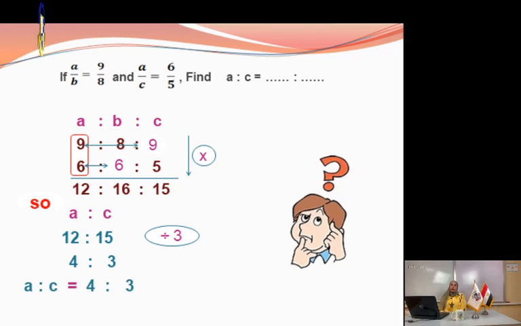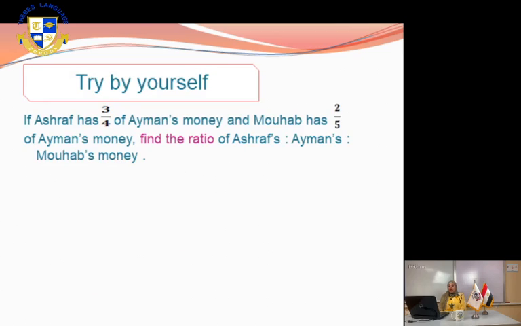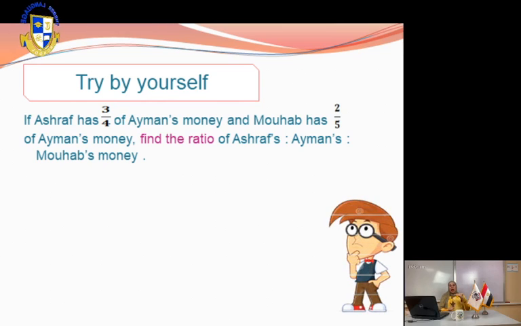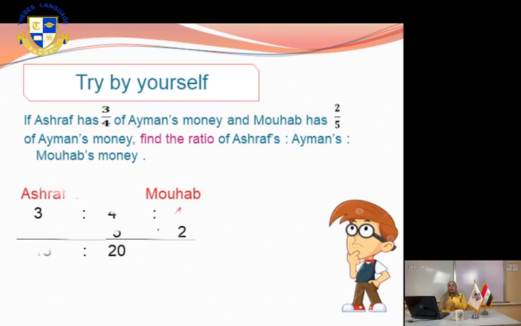Now I want you to test yourself. Try it. If Ashraf has 3/4 of Ayman's money and Muhab has 2/5 of Ayman's money, find the ratio of Ashraf's, Ayman's, Muhab's money. I have three names. It will be Ashraf, Ayman, Muhab. Our first ratio is 3 over 4, which means 3 to 4.